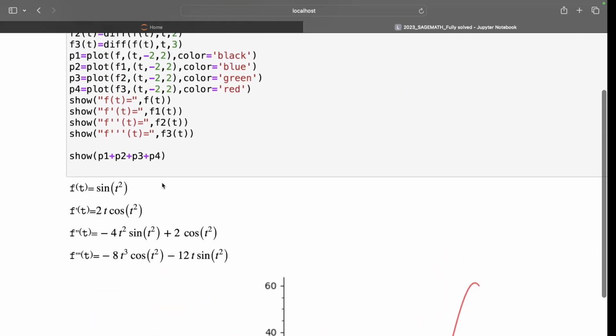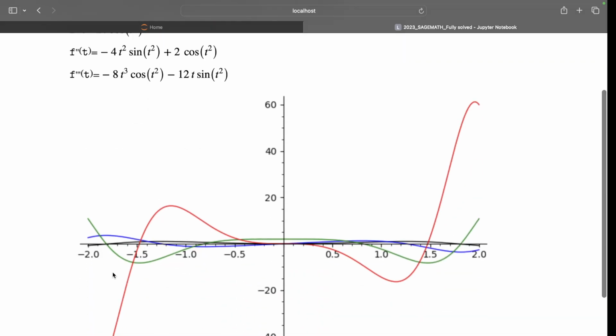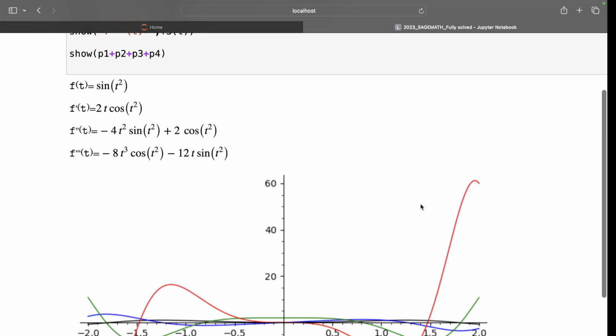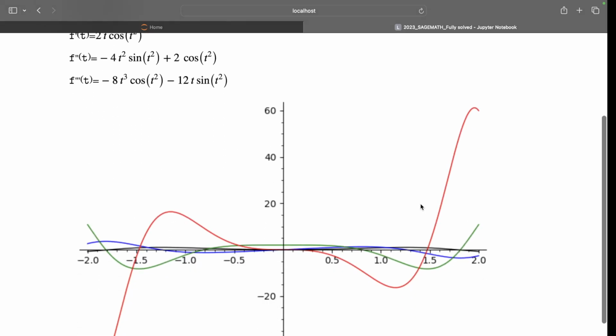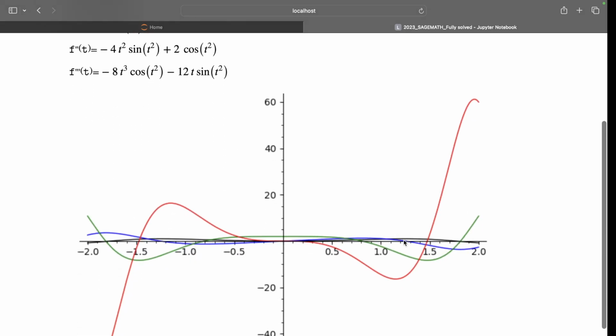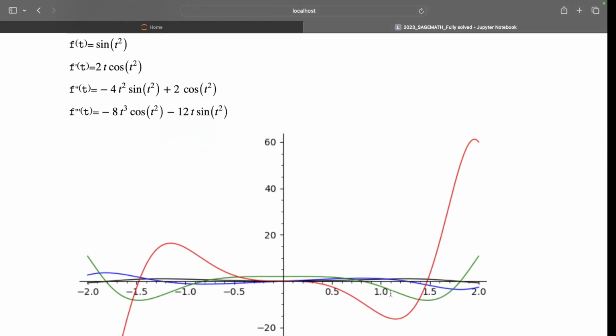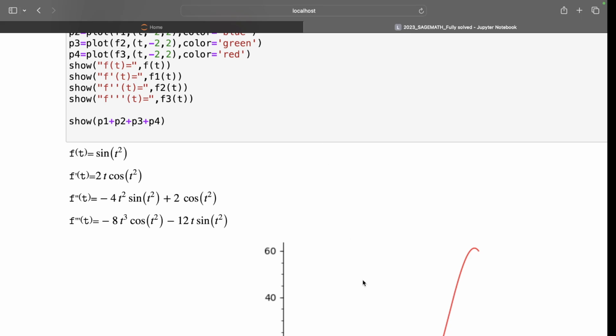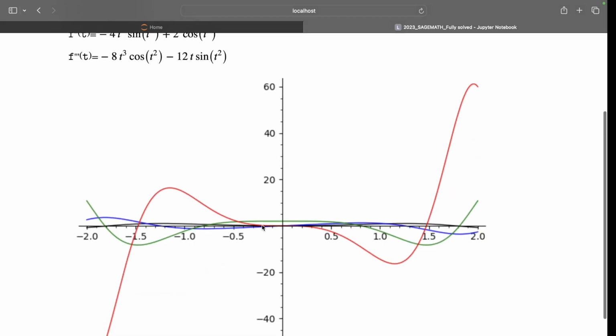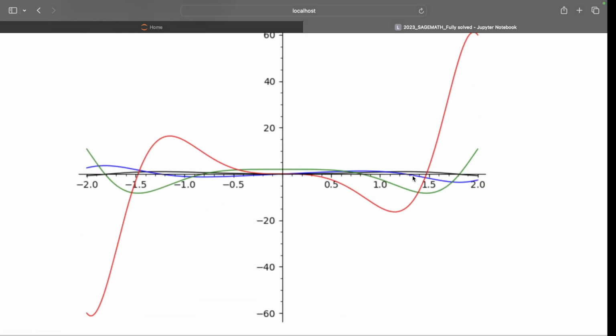So the black color is the original curve f(t), and this blue color f1, that is f dash, and the green color f double dash, and red color f triple dash is the red color.